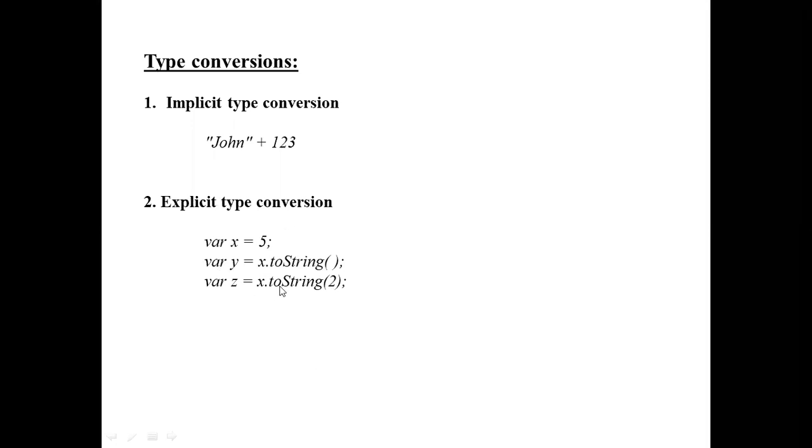So explicit type conversion is done by the programmer. Here var x equal to 5, a number, and this 5 is converted to a string by using the toString method. If you give toString(2), it is converted to the base 2 value of 5, that is 101. Here x is a number, y is a string, and z is a string. So this is about type conversions.